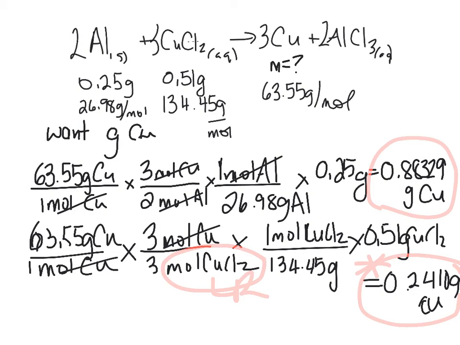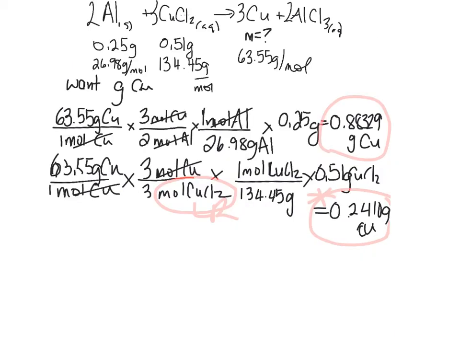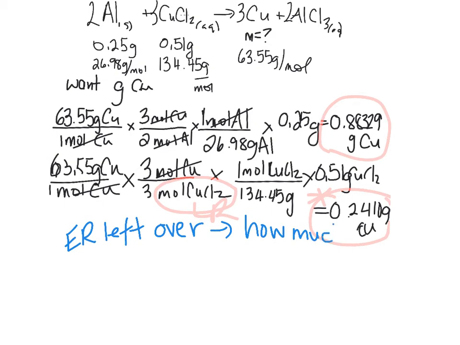Any questions? Okay, turn the page. I think there's some questions. The amount of excess reagent, you have to figure out how much is used. Right? You have to figure out how much of the aluminum got used up in order to figure out how much is left over.